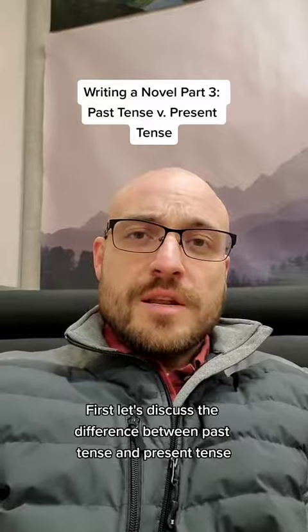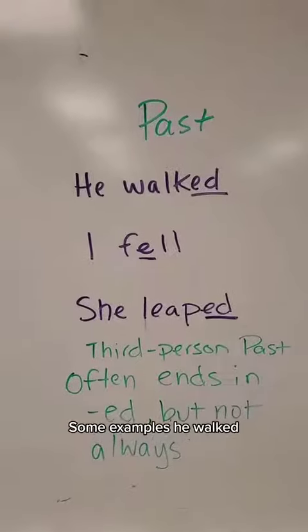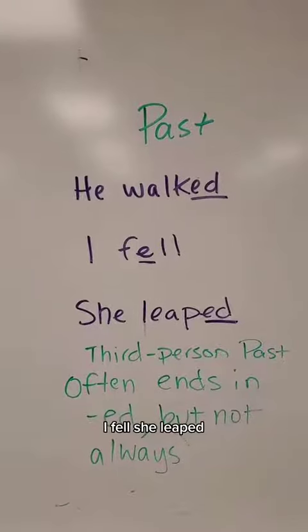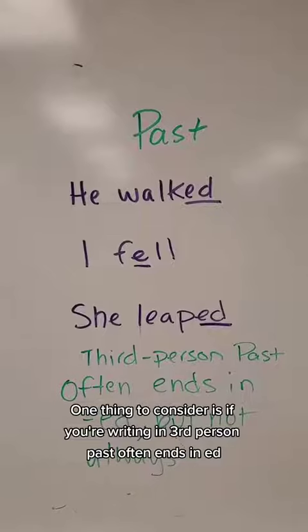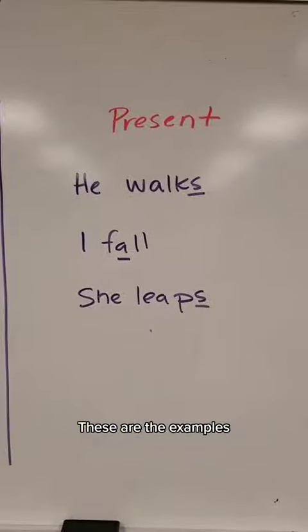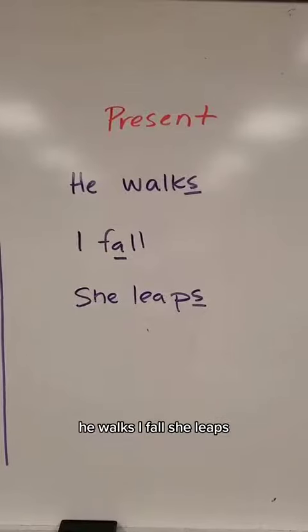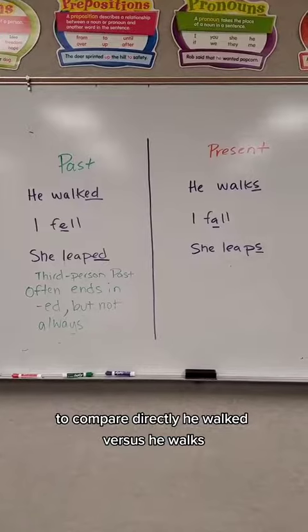First, let's discuss the difference between past tense and present tense. First, you have past tense. Some examples: he walked, I fell, she leaped. One thing to consider is if you're writing in third person, past often ends in -ed, but not always. Present tense, these are the examples: he walks, I fall, she leaps. And here they are both together to compare directly. He walked versus he walks.